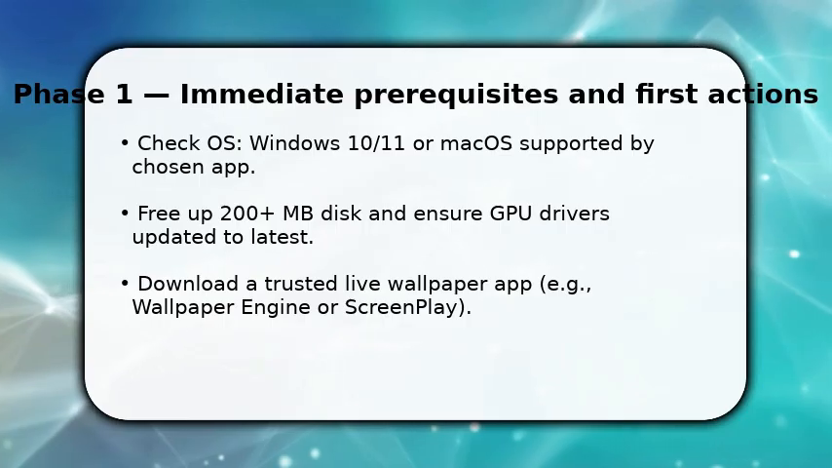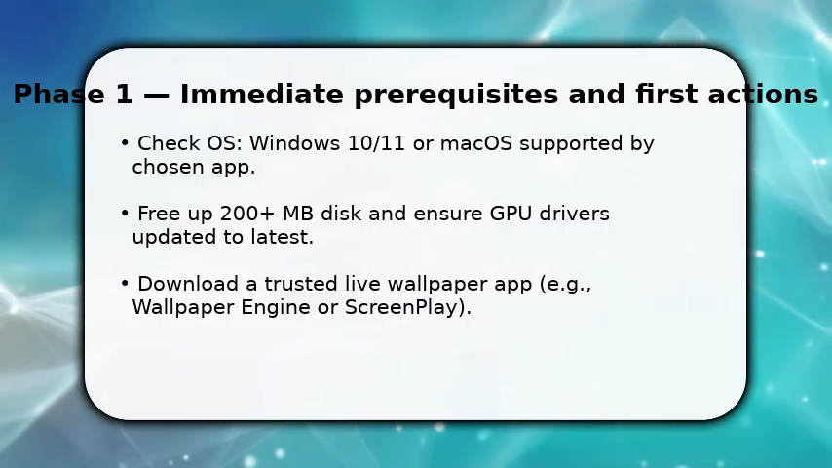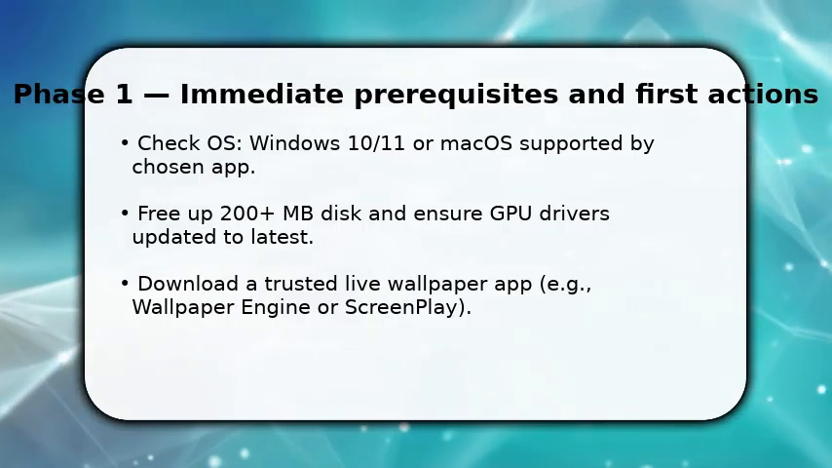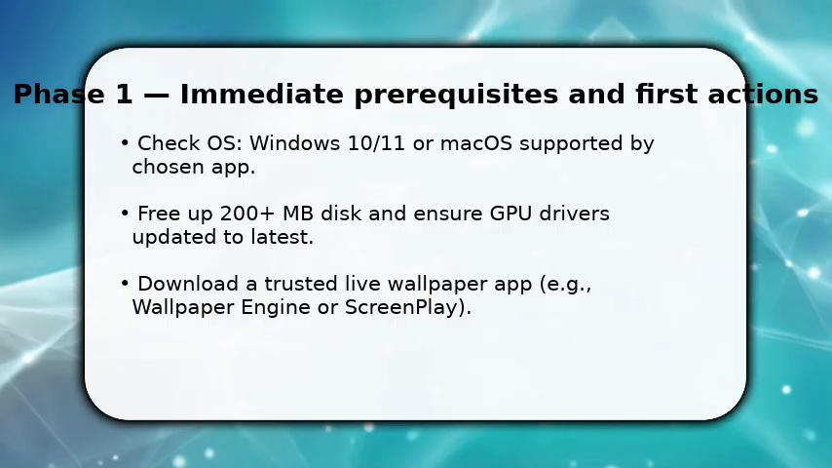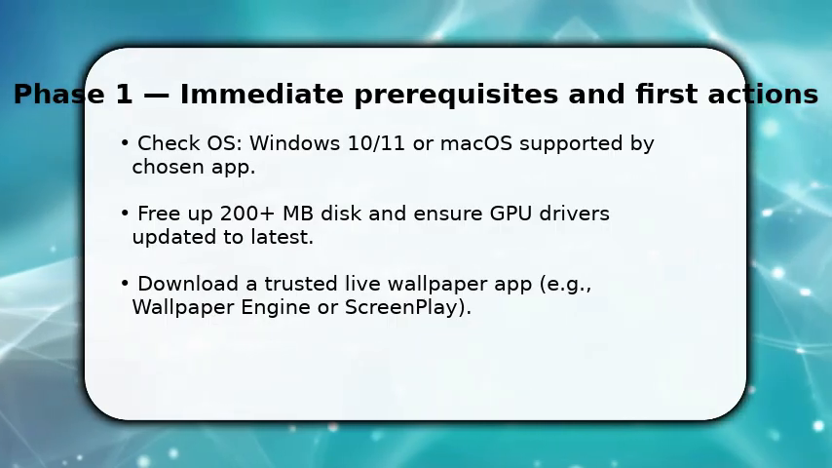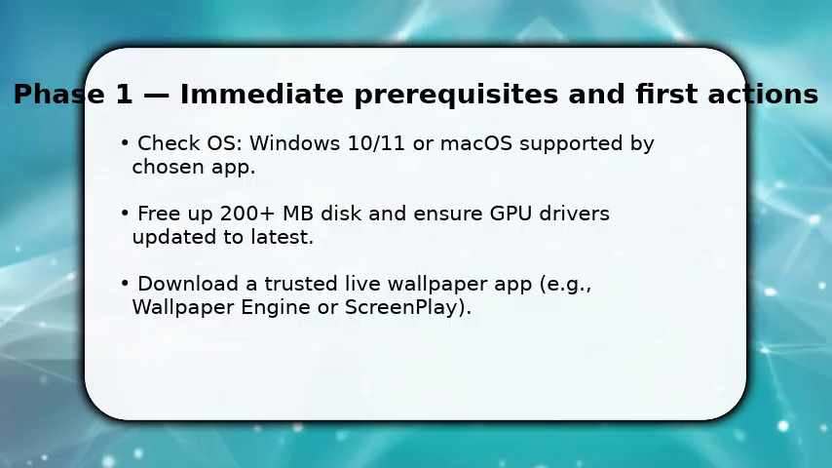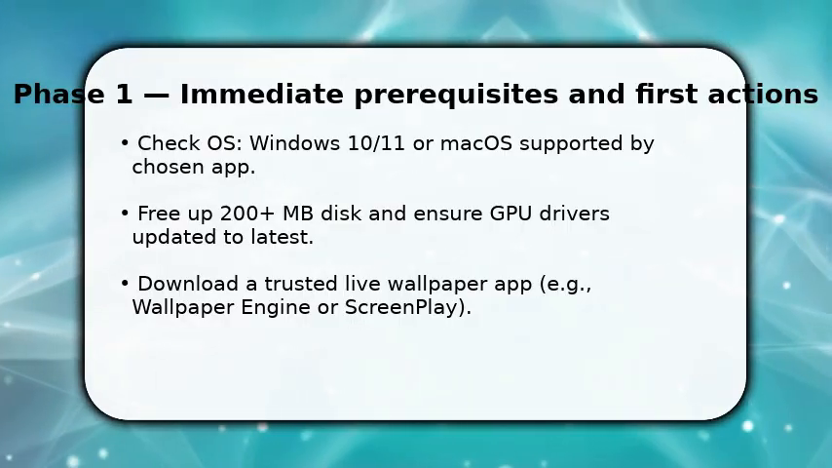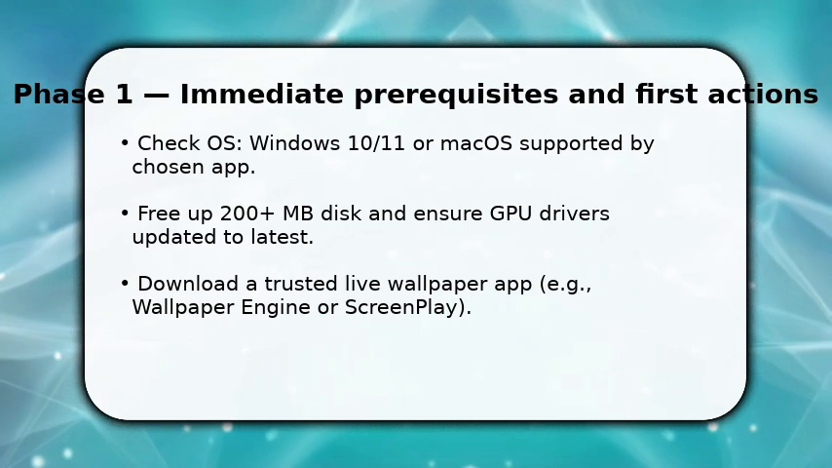You should pick a wallpaper source inside the app, either Steam Workshop or built-in gallery, and sign in if required. Make sure the app has permission to run on startup. This prevents gaps after reboot. Finally, launch the app and keep it open while you choose your first live wallpaper.